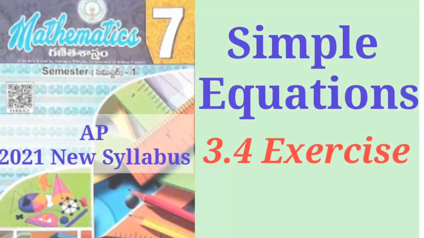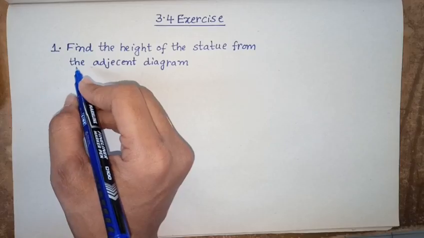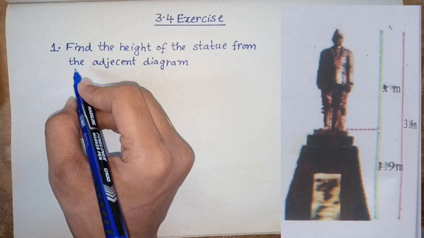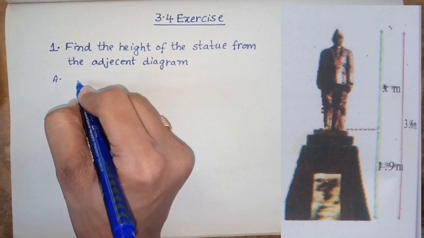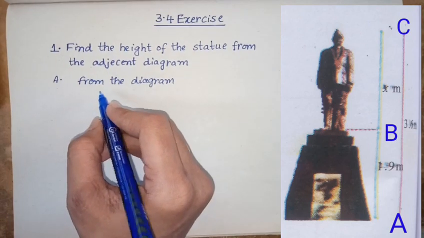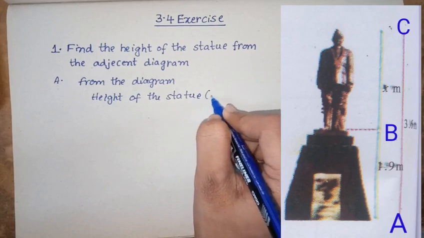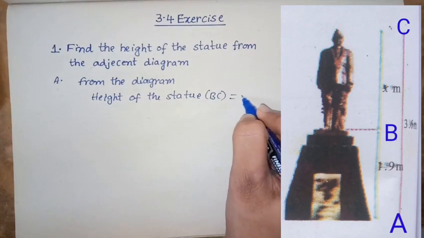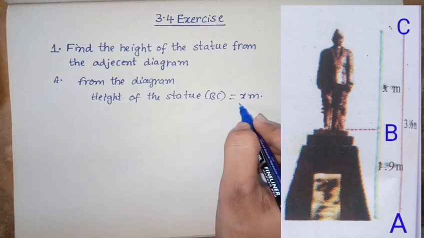Now I am going to explain 7th class, 3rd chapter, exercise 3.4. First problem: find the height of the statue from the adjacent diagram. So first observe the diagram. From the diagram, the height of the statue, that is BC, is equal to x meters.